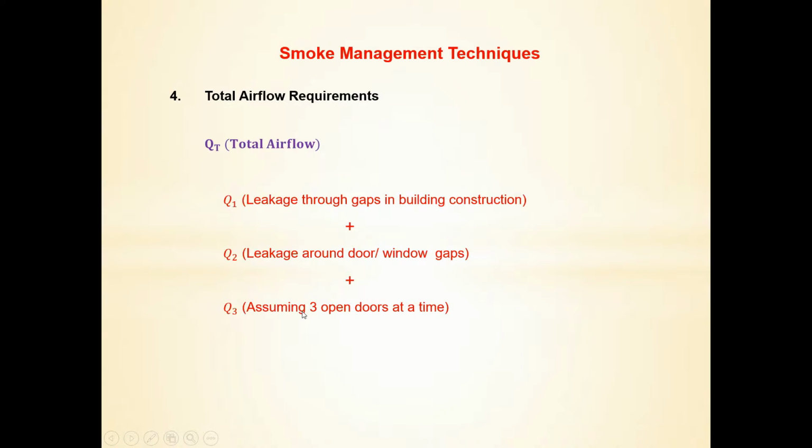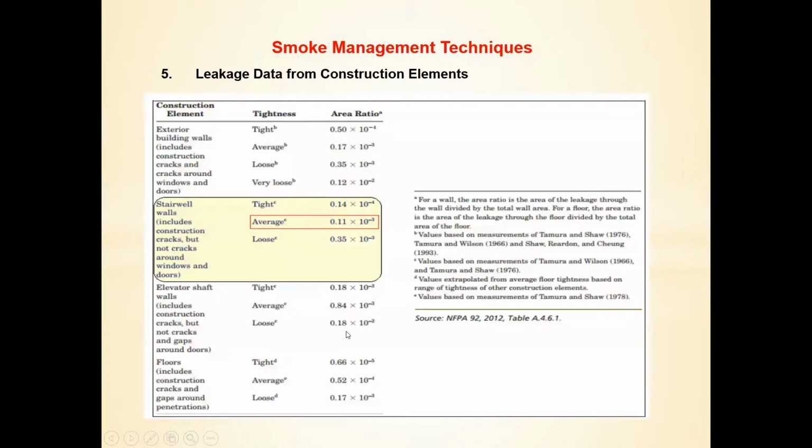And we have to assume 3 open doors at a time. That means one is the affected door where the fire is, and one is the main door at the entrance from where the people are escaping, which will normally be open, and any other floor in the intermediate story is considered to be open. So 3 doors are normally assumed to be open for the calculations.